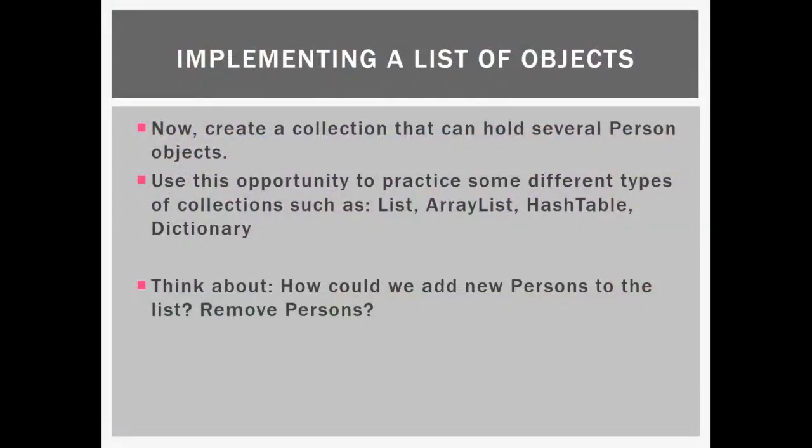So if we want to create a collection, again, this was designed to be an interactive activity where you could choose which collection you wanted to use. So, if you put the persons into, say, a list, or an array list, or a hash table and choose a key, or a dictionary and choose a key like that. We would think about how we're going to add new people and how would we remove people. Well, if we're going to remove people, we need to make some changes to our interface, because if we're going to remove, we would need a way to select a given person and then choose whether or not we wanted to remove them. So we would need to display the person objects somehow.